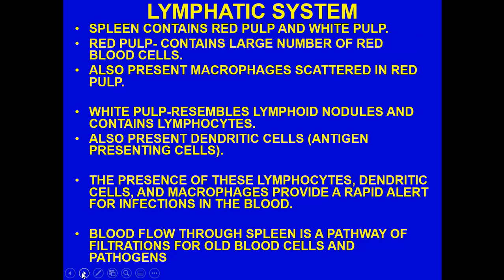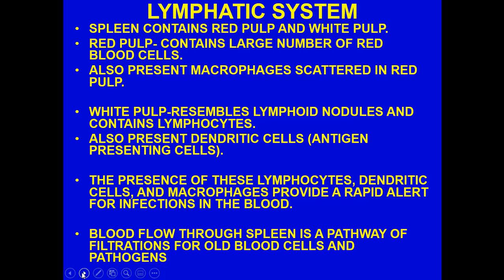Now, the spleen contains red pulp and white pulp. The red pulp contains a large number of red blood cells. It will also present macrophages scattered in the red pulp. Here's one point. If you look at a slide of the spleen and you get into the red pulp, you can easily tell the difference between red and white, because in the red pulp, there will be a number of erythrocytes, red blood cells present. This is the red pulp. It processes old and damaged red blood cells, pulls out the iron, destroys these red blood cells, okay?